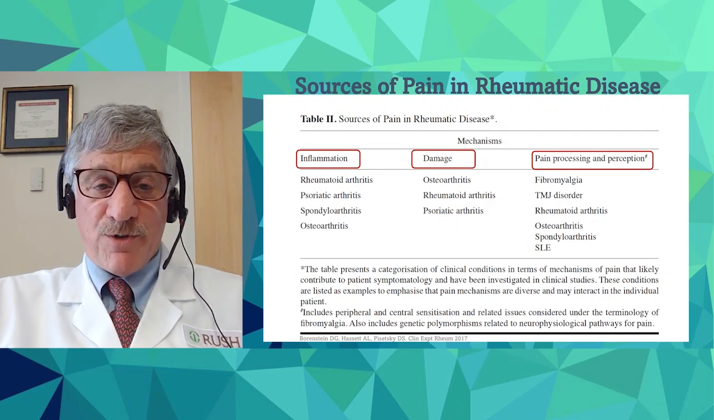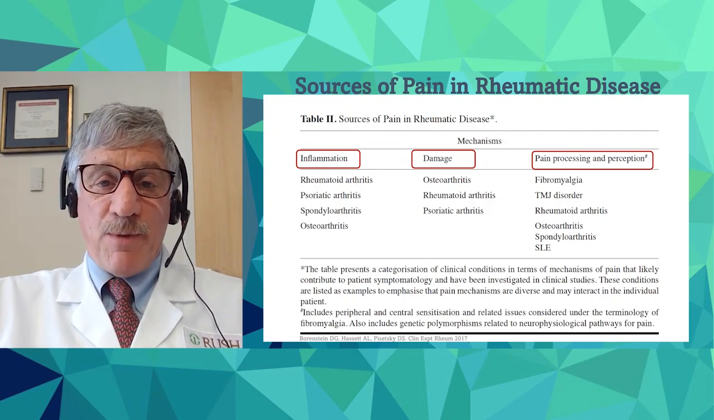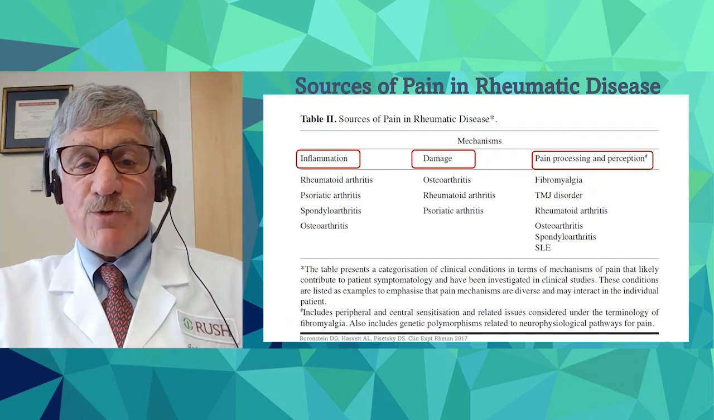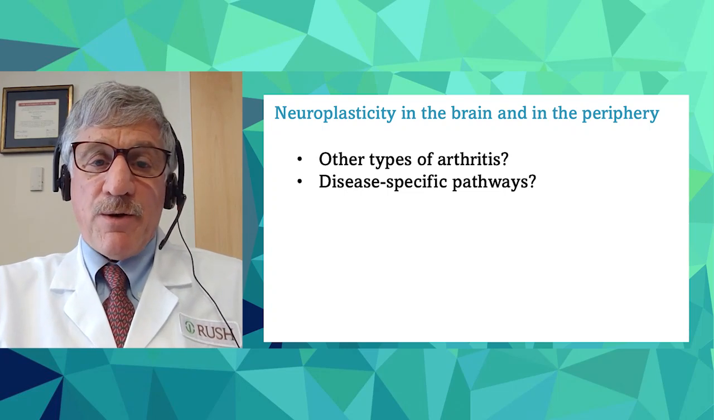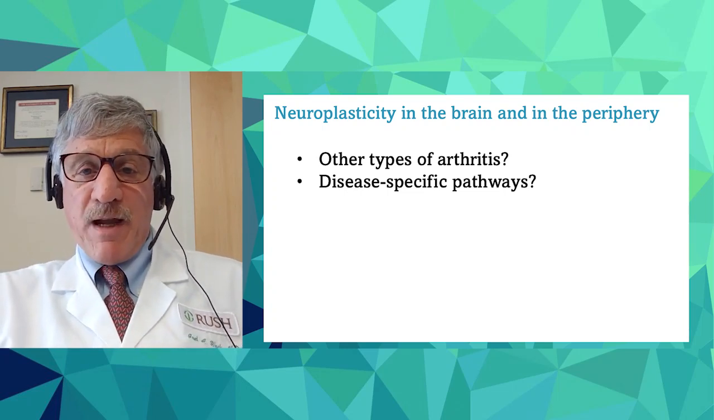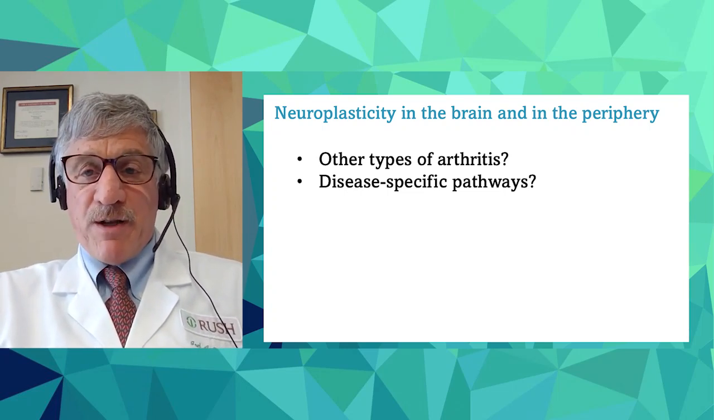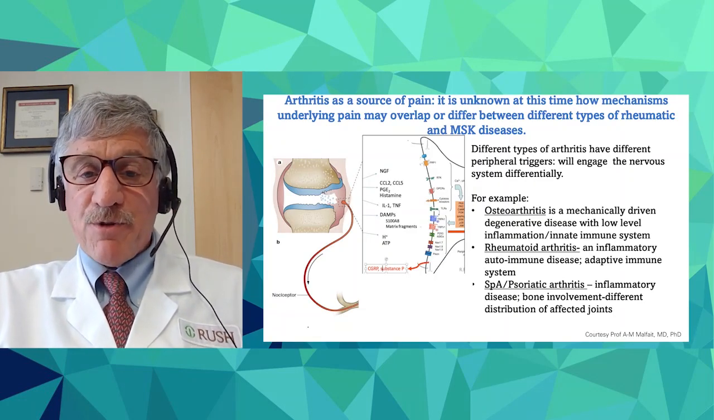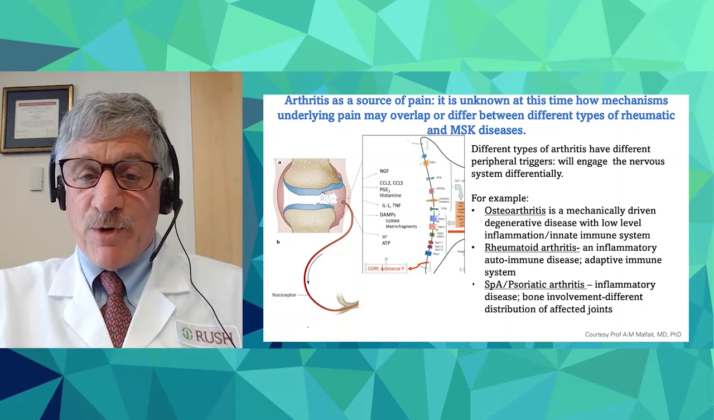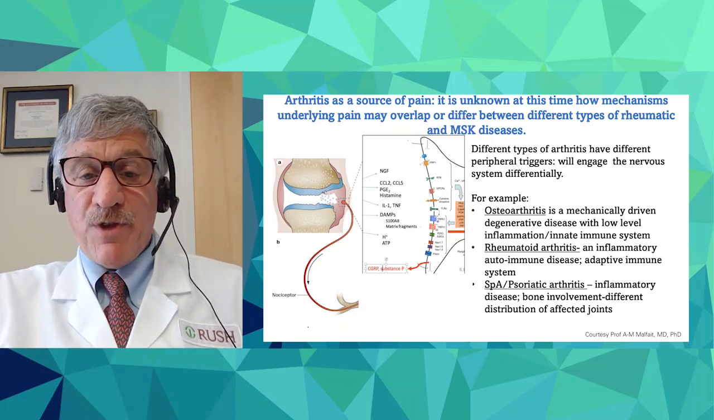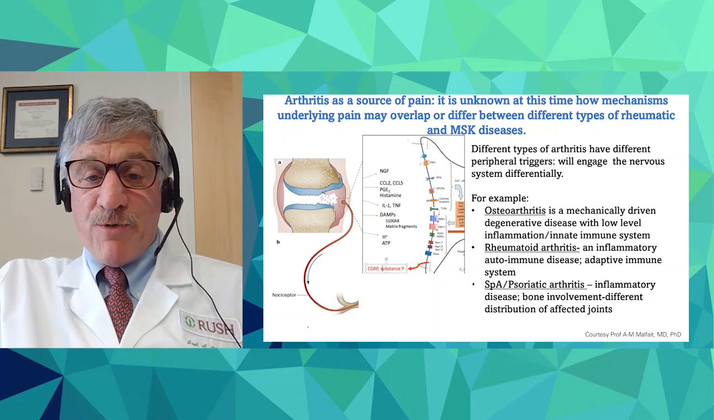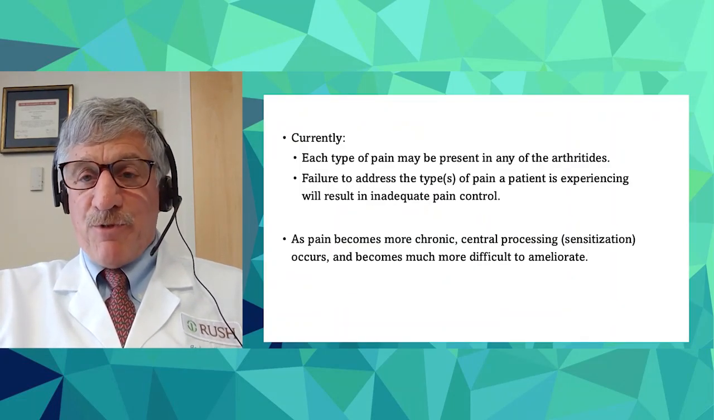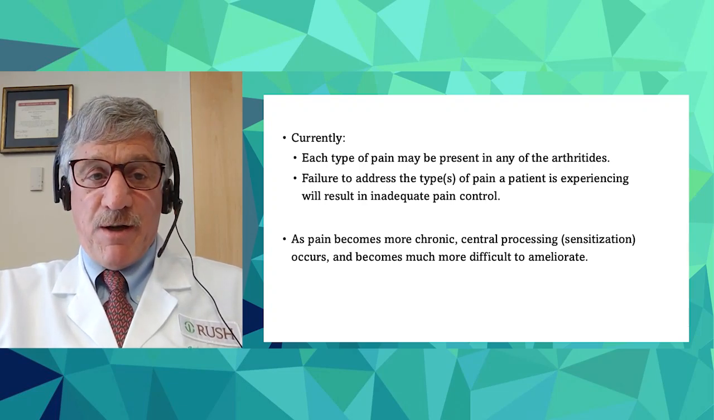Of course, we nowadays understand that each rheumatic disease can be associated with any or all of the types of pain, but these are the sort of predominant drivers. Now, because of the neuroplasticity both in the brain and the periphery, each type of arthritis may have a different driver of the pain. For instance, we know that osteoarthritis is mechanically driven, rheumatoid arthritis is an inflammatory autoimmune disease, psoriatic arthritis is inflammatory but has a great deal of bone involvement and bone pain. And each type of arthritis may have different drivers, and that's under a great deal of study right now.